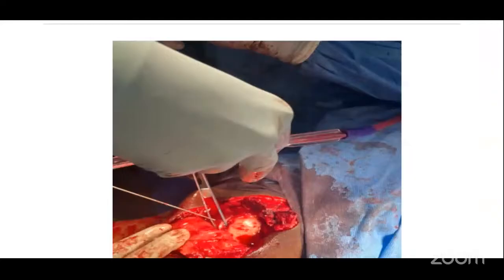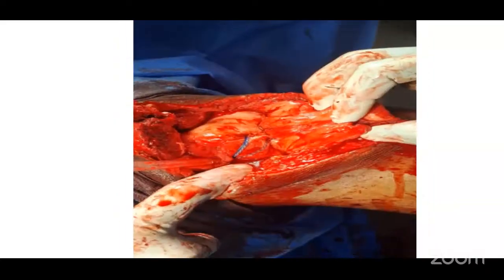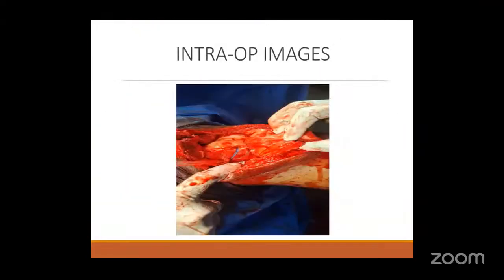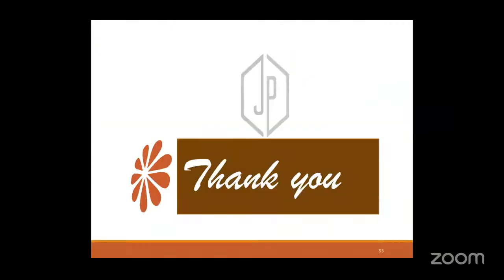Here you can see, we have put 2 all suture anchors to fix it, placed like a V. So this is an innovative way in which we fix this osteochondral injury. I just wanted to share my experience of osteochondral fracture fixation with these few cases. And I'd like to invite you all to Kannur for the IAS 1 conference on May 10th. Thank you so much for your patient listening.